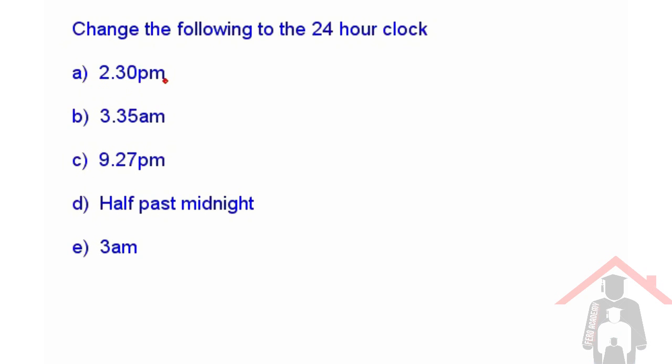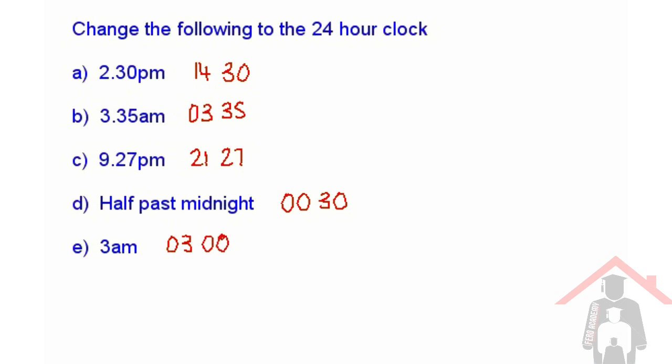Because this one's in the afternoon, I add 12 to the 2, so I get 1430. This one's in the morning, so I don't add 12. I have 0335. I need to add 12 to this one here, so I get 2127. This one, remember that we start counting at midnight, so this is 0030. 3 AM is in the morning, so I'm not going to add 12 to it, so it's 0300.